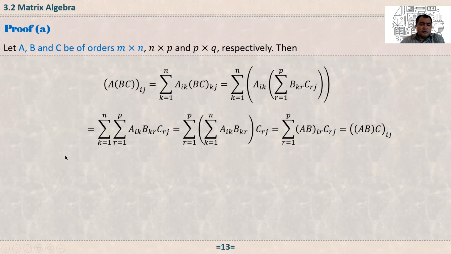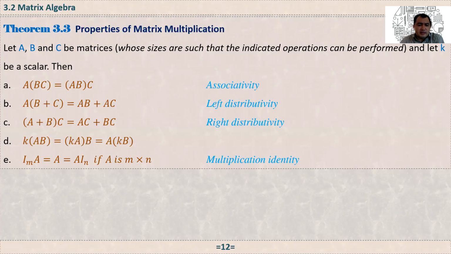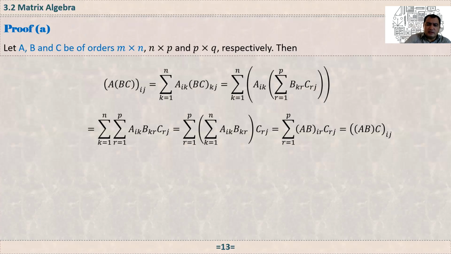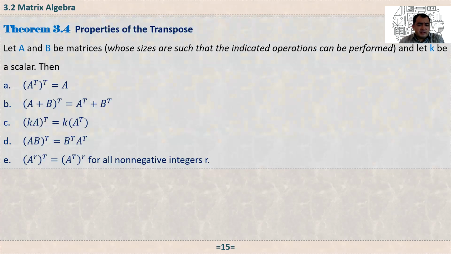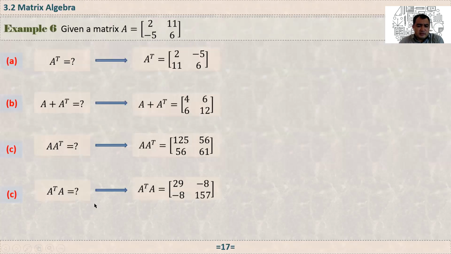And the proof of the first property, A times BC equals AB times C, is given by using this sigma notation. And okay, these are the examples. And these are important properties of the transpose. A transpose transpose equals A, and A plus B transpose equals A transpose plus B transpose. You should be very familiar or comfortable with this property. AB transpose is equal to B transpose A transpose. And also the proof is given in the video.